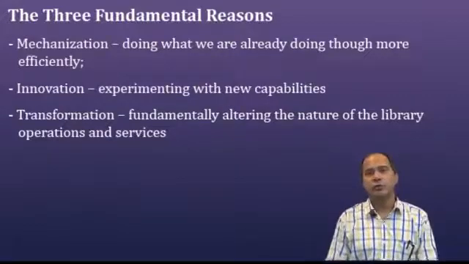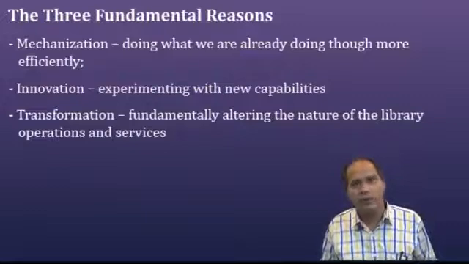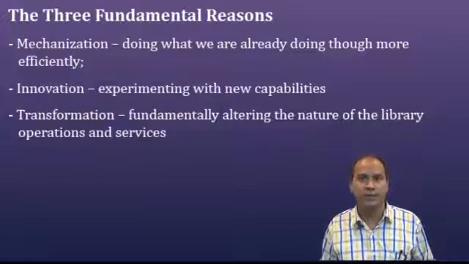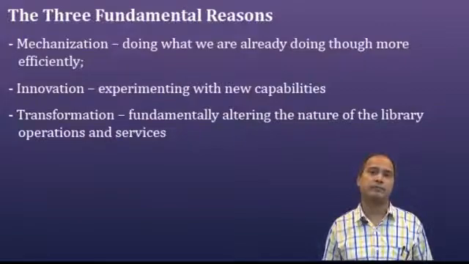So in short, a library automation system helps in mechanization of library operations. It supports innovation in library operations and generates different kinds of user-centric services. And finally, it promotes transformation in organization of information resources and dissemination of services.